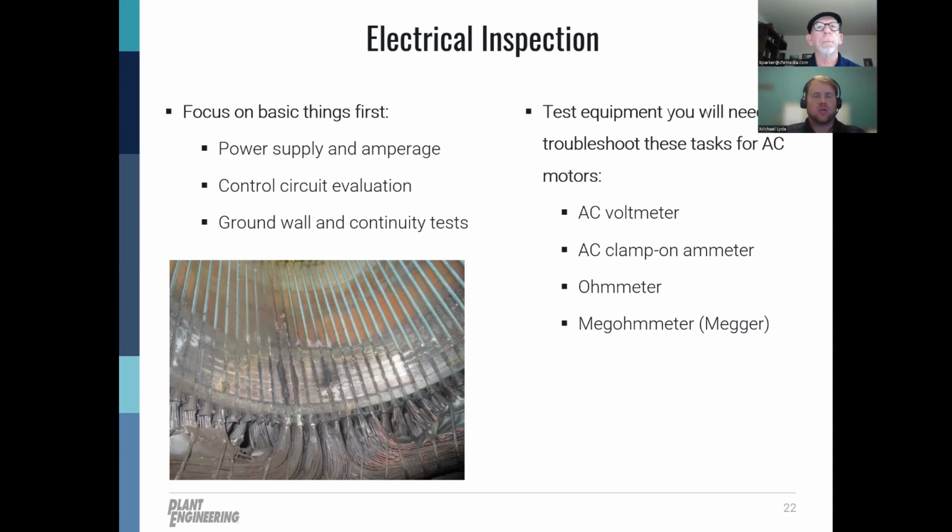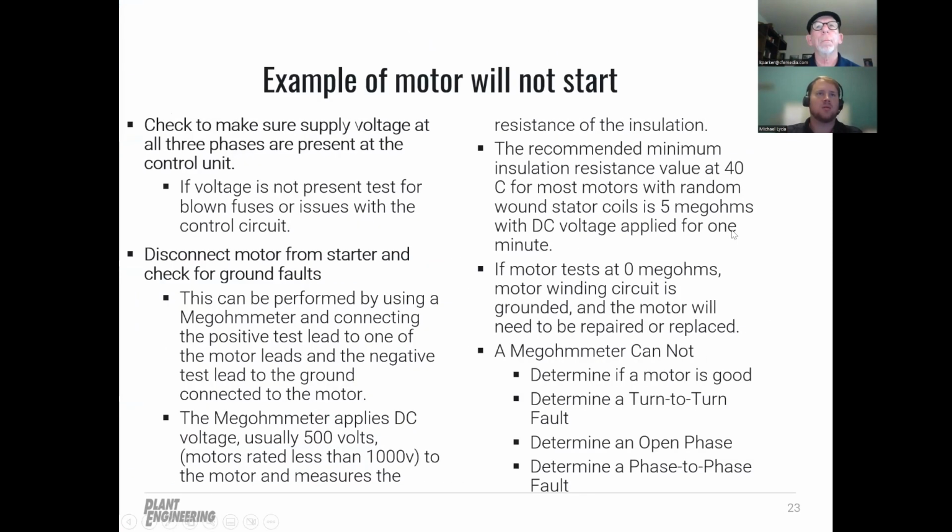If you are still looking for a failure and you haven't determined one by any of the other tests, go ahead and try to perform an insulation resistance test, or megger test, as it's called. That's going to check for any ground faults in the ground wall insulation. We covered this a little bit previously with the motor storage, and we'll show in the next slide where that may be beneficial.